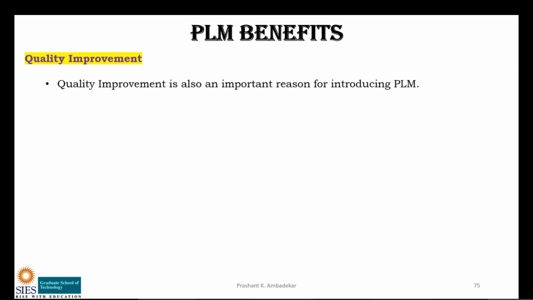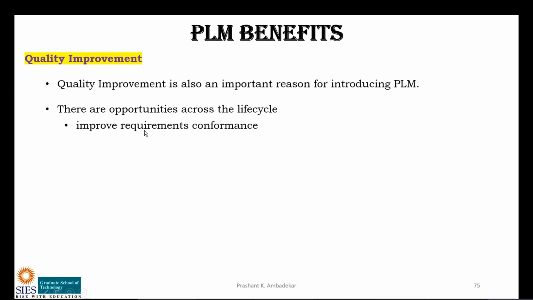Then finally, it is quality improvement. Quality improvement is also an important reason for introducing PLM, because the quality of the product has to be good. Earlier we have seen that the quality of the product was not good because the customer feedback did not reach the product development person, the product development engineer or the designer. It did not reach, so the quality could not be increased. Now because of PLM there is transparency and quality is obtained in the product. There are opportunities across the life cycle to improve the quality of the product.